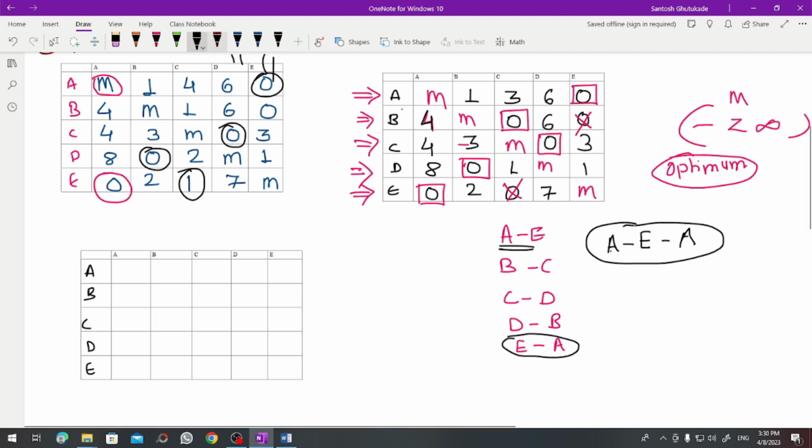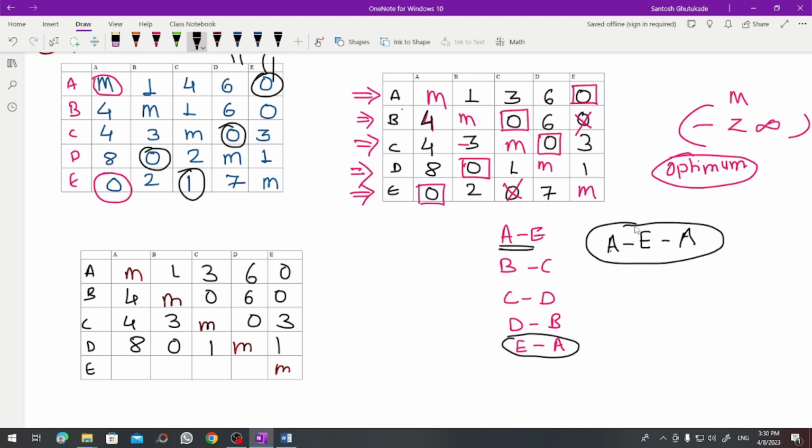I will write all the values in the matrix. Initially I will write M for the diagonal element, and all the values I will write. So here it is 1 3 6 0, then here 4 0 6 0, then 4 3 0 3, then 8 0 1 1, and the last row is 0 2 0 7. So this is a similar matrix.